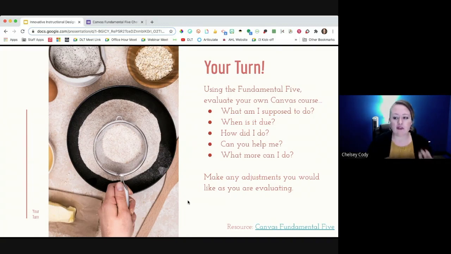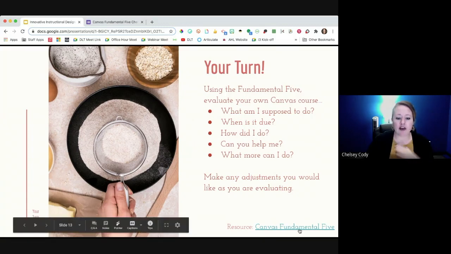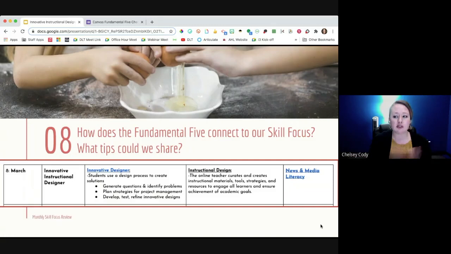Okay. Again, if you want to go back and look at the Canvas Fundamental 5, you are welcome to do that. So let's look again at how the Fundamental 5 connects to our skill focus. What tips would we share about what we just went through? So I'm going to help you reflect on this a little bit. And then again, we're going to respond in a discussion with what you come up with.